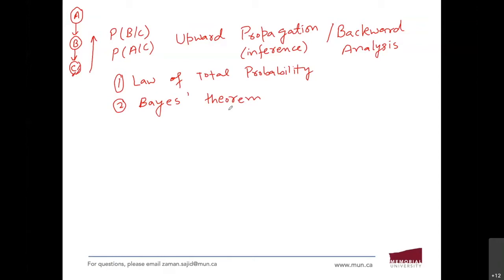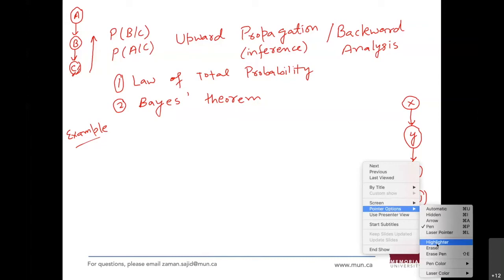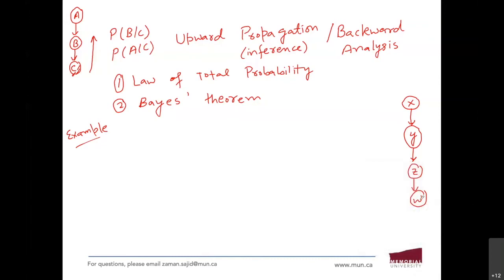Now I will do some examples here to elaborate how you apply the upward propagation. Let's do an example here, and I'm going to choose the same network as we had before. Let's say this is my X, this is my Y, this is my Z, and my W. Now, if I say that W is instantiated, I'll highlight my W. By highlighting, I'm showing that W is instantiated.